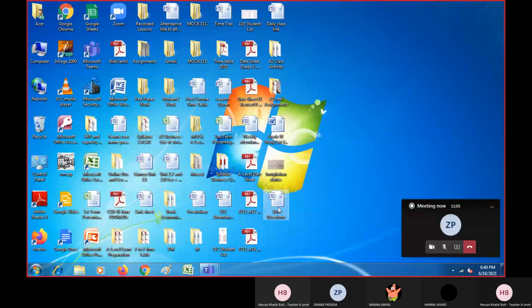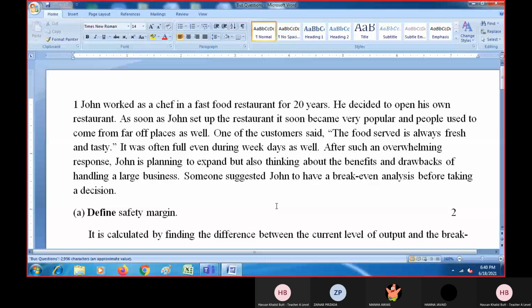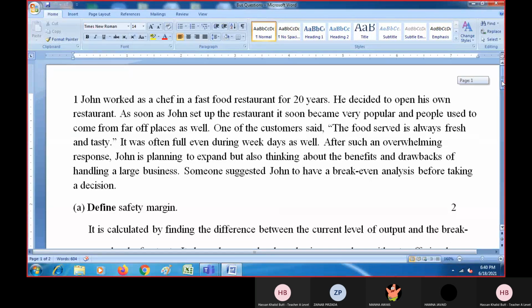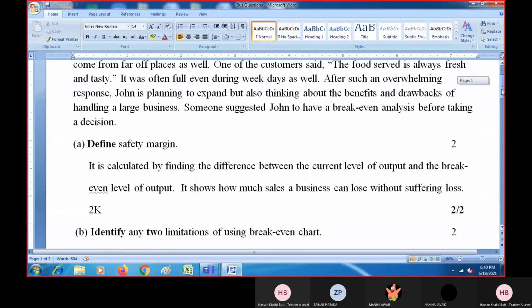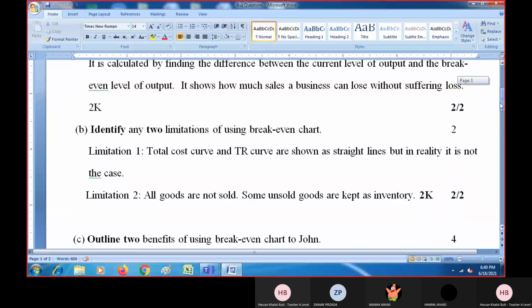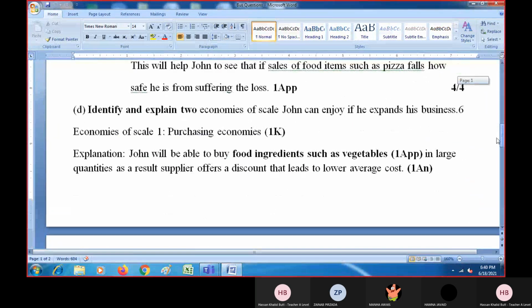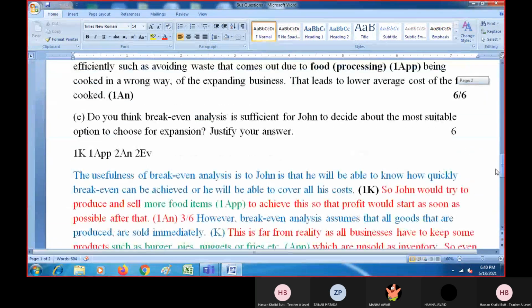Okay, all right. So you know that was a question we did in the last class. There were parts A, B, C, D, and E there, right? So we finished part E as well.